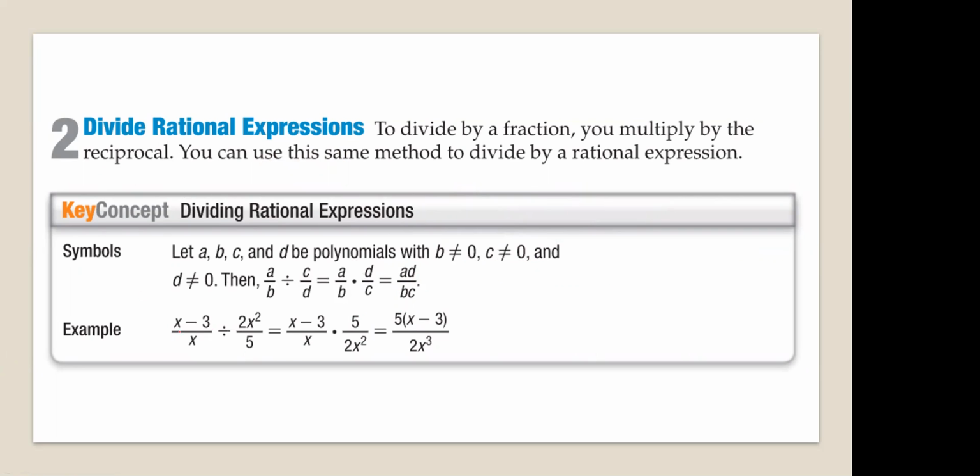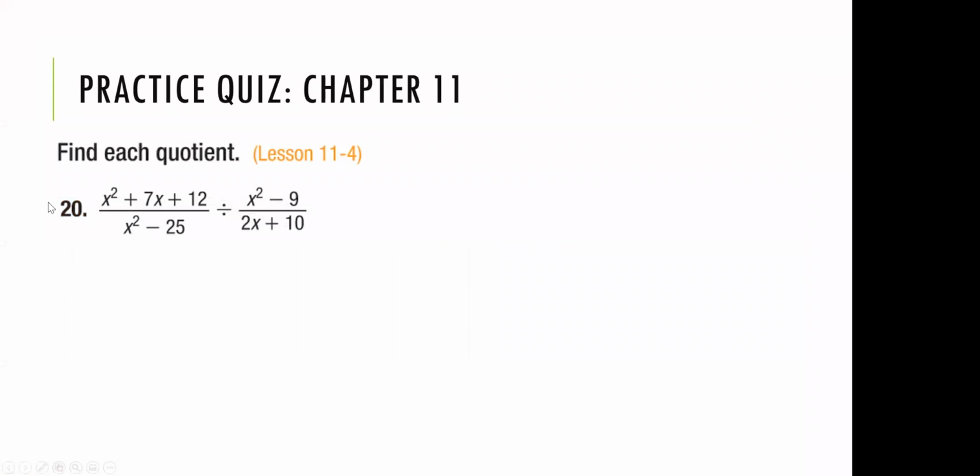So if we had something like x minus 3 over x divided by 2x squared over 5, you would keep that x minus 3 over x, and then you would flip this second fraction. So our denominator 5 becomes the numerator, and then 2x squared becomes our denominator. And then we're changing division to multiplication. And then again, you would multiply your numerators, and then you would multiply your denominators, and then simplify if possible. Okay? So let's look at one of these.